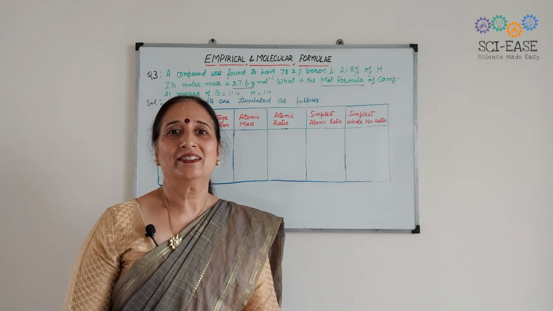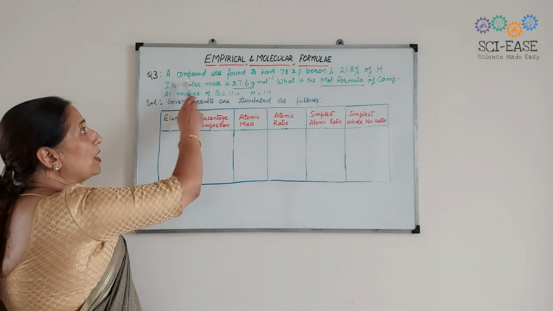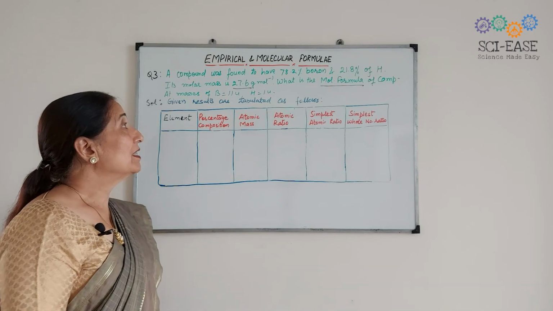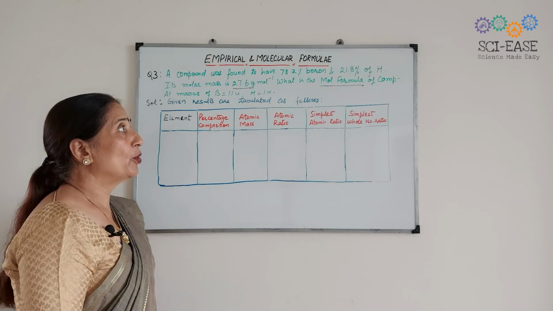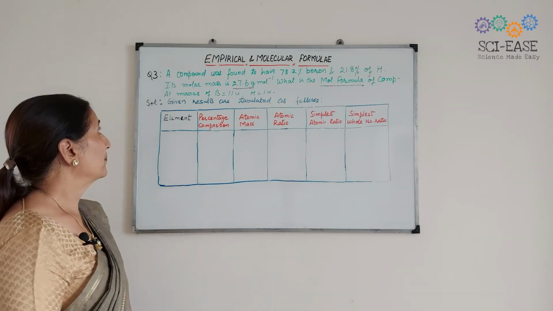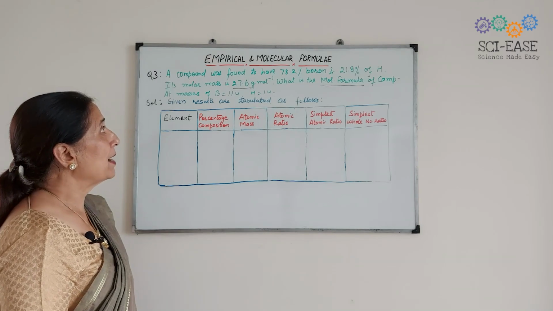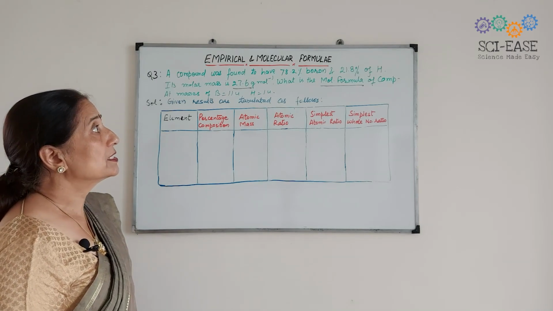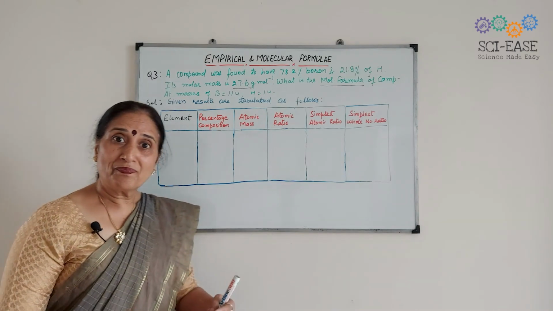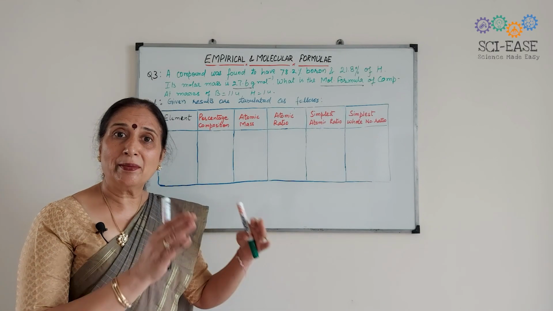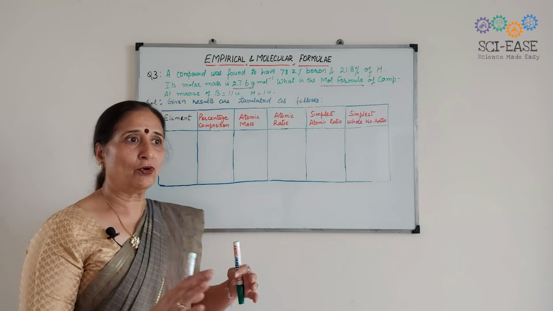Now, the third numerical, that is the statement of the numerical is, a compound was found to have 38.2% boron and 21.8% of hydrogen. Its molar mass is 27.6 gram mole inverse. What is the molecular formula of the compound? So, we have to calculate here empirical formula, and from that we will calculate the molecular formula.